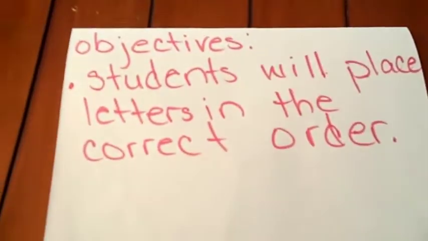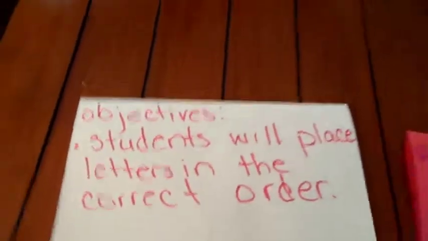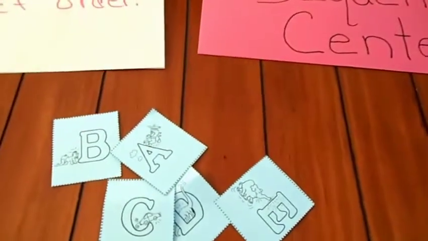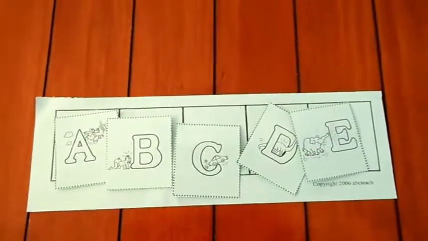My first station is Sequence Center, and the objective is students will place letters in the correct order. On here, they should be able to look at the letters, and they'll be mixed up and put down the alphabets in the correct order. So they'll be able to put A, B, C, D, and E, and then we will have this for all the letters going from A to Z.